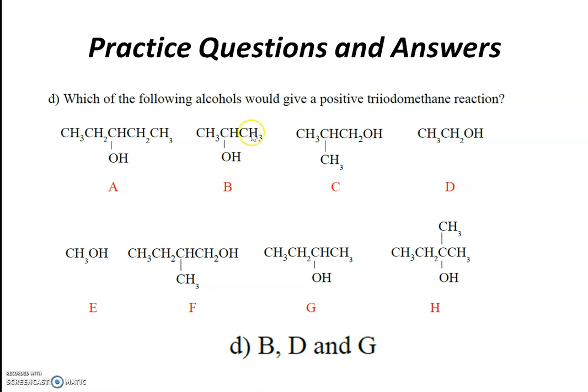In case of B, both sides are methyl groups. So in this case, the result is positive. In case of C, the methyl group is also present, but it is not directly attached to the OH bearing carbon. So in case of C, the result is negative. In case of ethanol, the OH bearing carbon has a methyl group. So in this case also positive. So B will give a positive result, D will give a positive result, and G will give a positive result, but A, C, E, F and H, in these cases the result is negative.